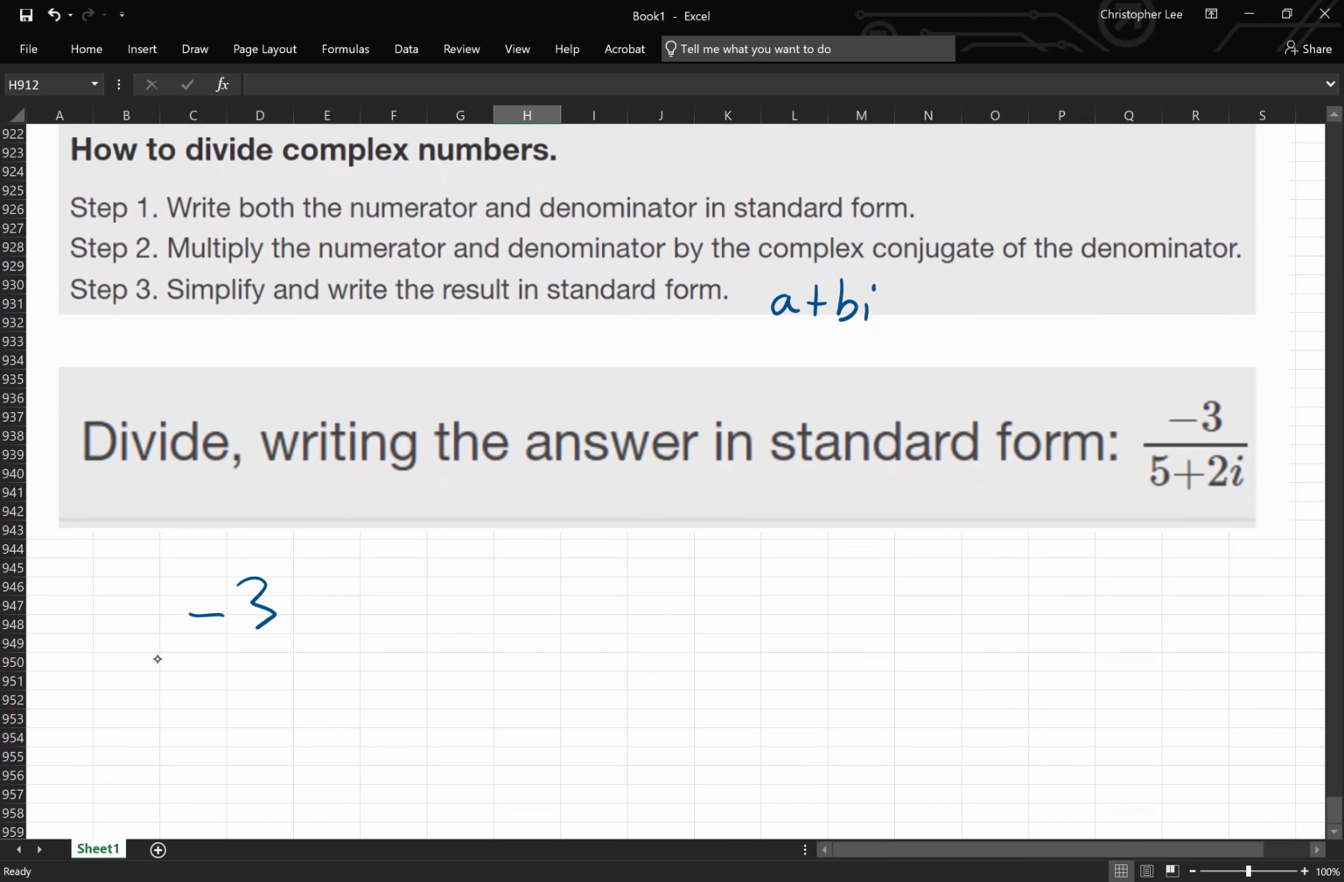So I have negative 3 over 5 plus 2i. Try that out.